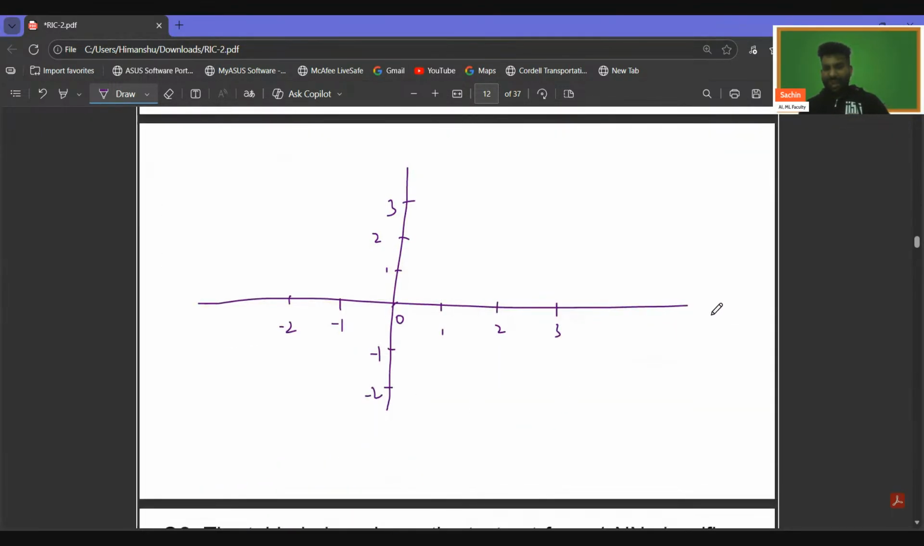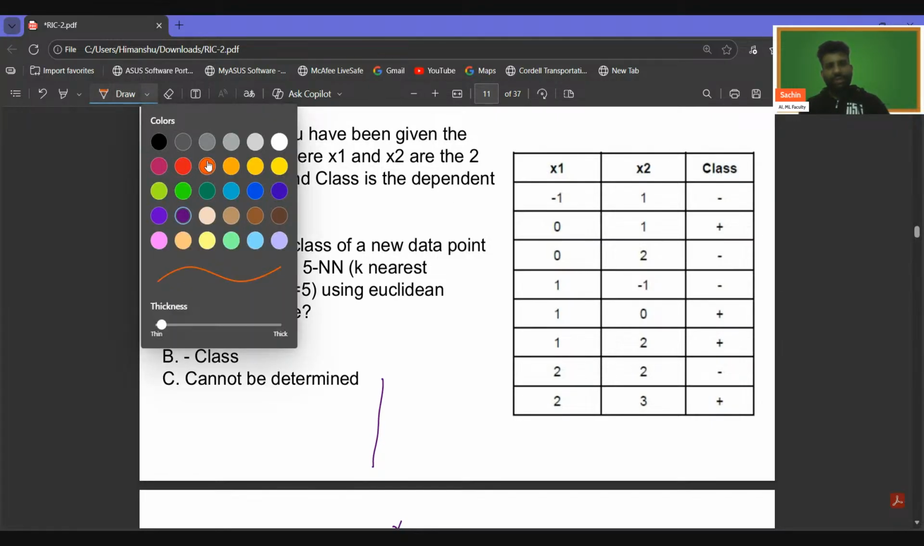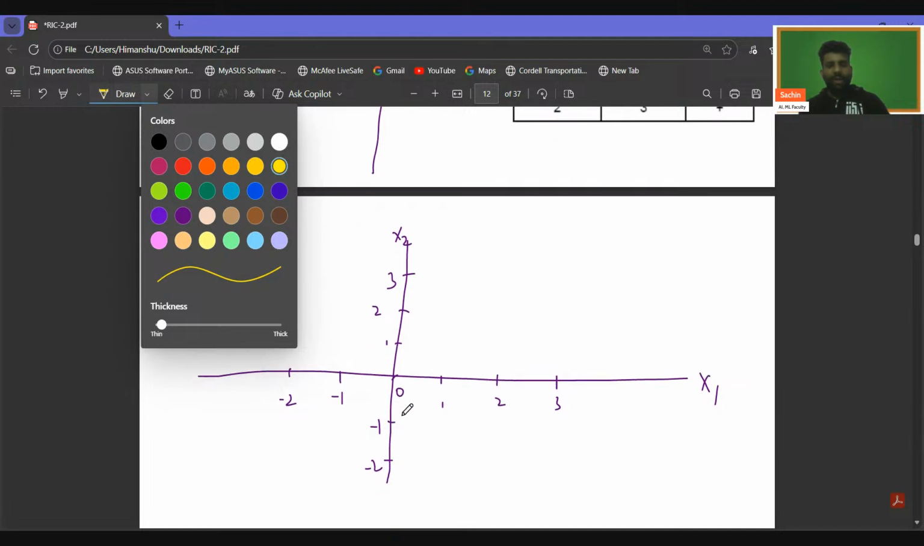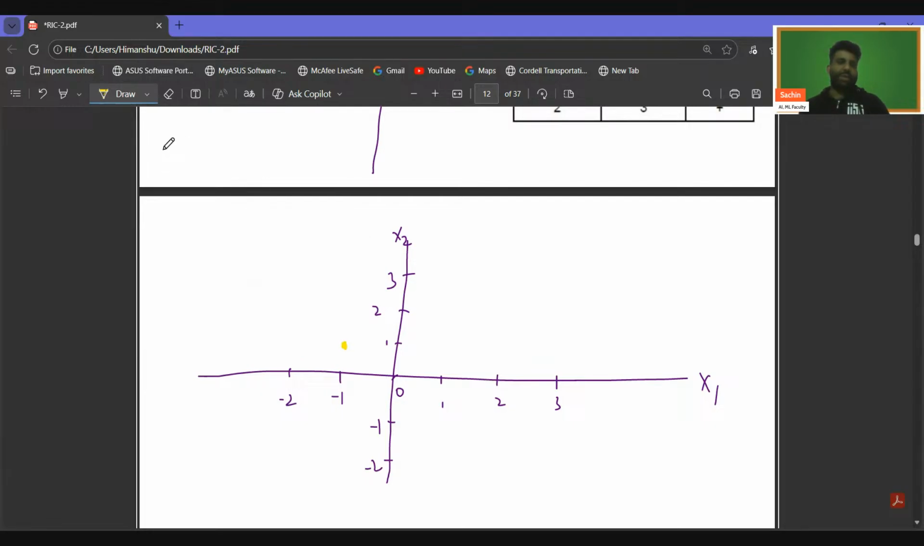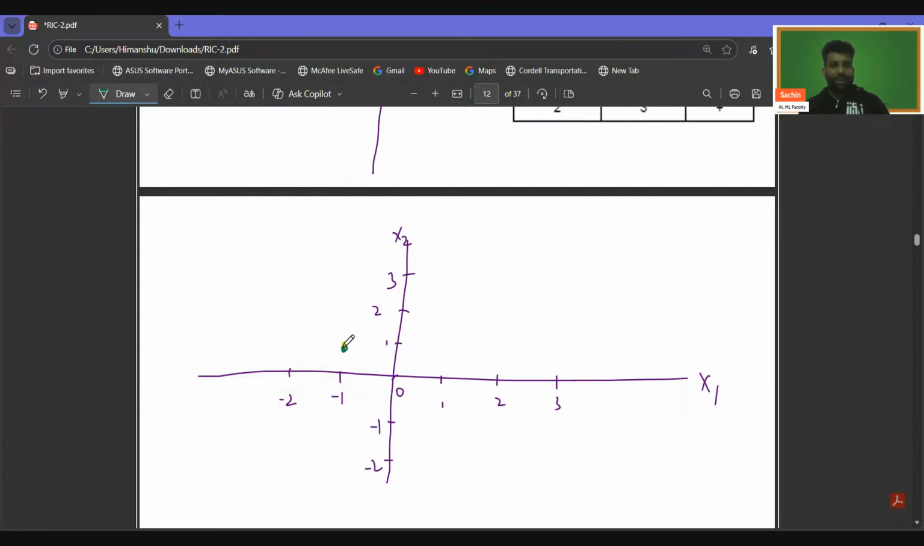Consider this is my x1 and this is my x2. If I'm having this, -1, -1 is a negative class. Let me take another color for this, so this would be better. -1, -1 would be your negative class. This color is not visible, I guess, so let me take up something like this. Yeah, so this is my negative class.